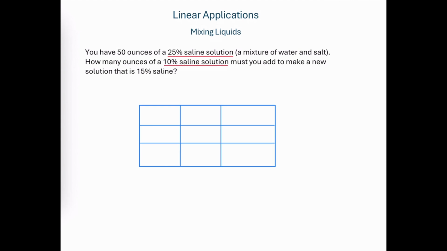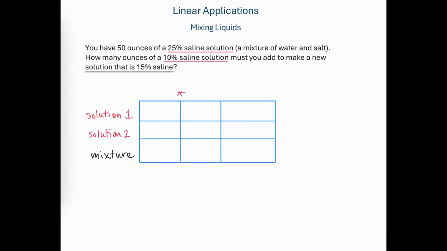Anytime that we're mixing two things together to come up with a third, we can organize our given information using a 3x3 box. Generally speaking, we always want the third row to represent the overall mixture, and the first two rows to represent the two things that are being mixed together. And we're going to look for column headers that enable us to multiply the first two columns together to come up with the third column that is their product.